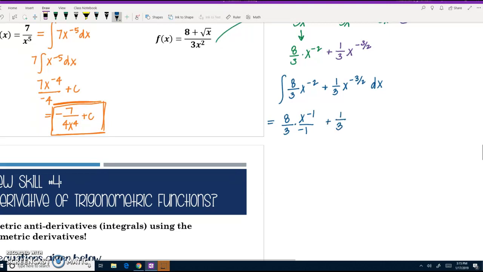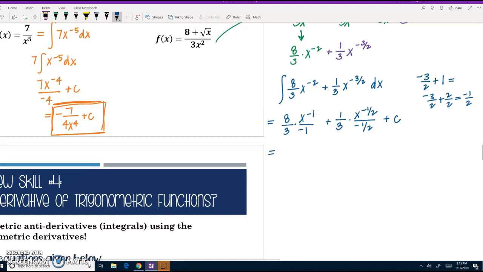Same thing with the negative 3/2. I've got negative 3/2, but I need to add 1. That's the same thing as saying negative 3/2 plus 2/2, which is the same thing as negative 1/2. So I have 1/3 times x to the negative 1/2, but then I'm dividing by negative 1/2. Because I just integrated, I need to bring along the c as well, the constant of integration. Now this setup here looks really yucky. I need to go ahead and make that look better. So I need to simplify square roots, simplify negative exponents, and handle those fractions that are going on here.